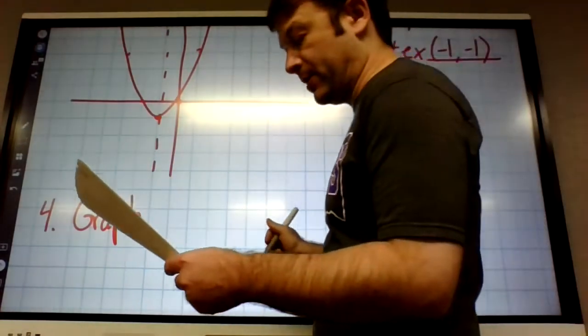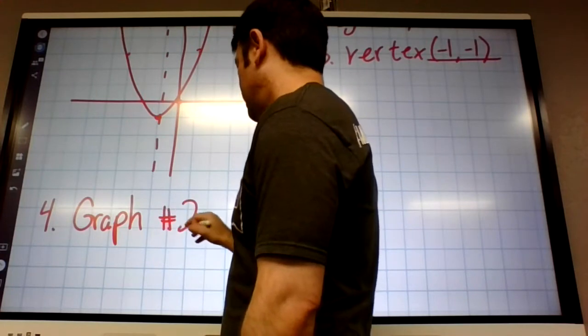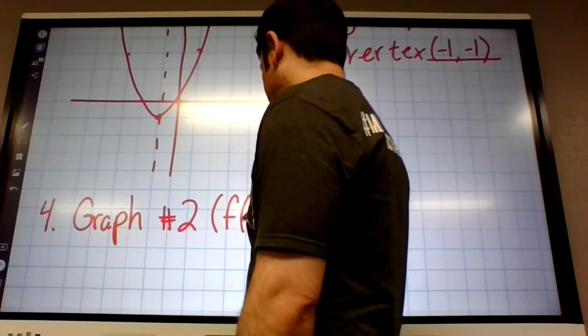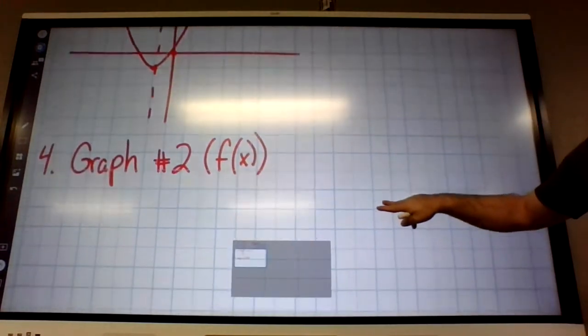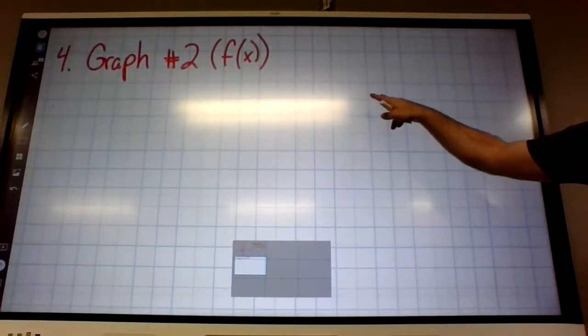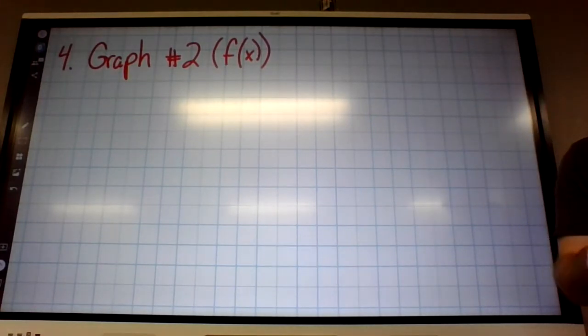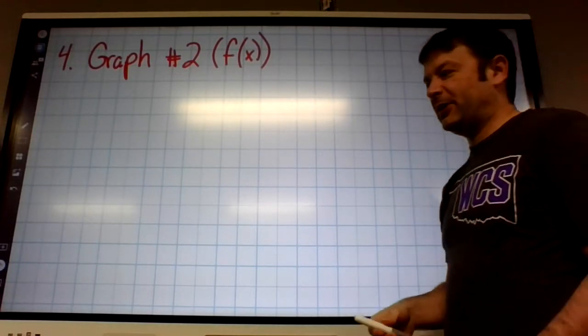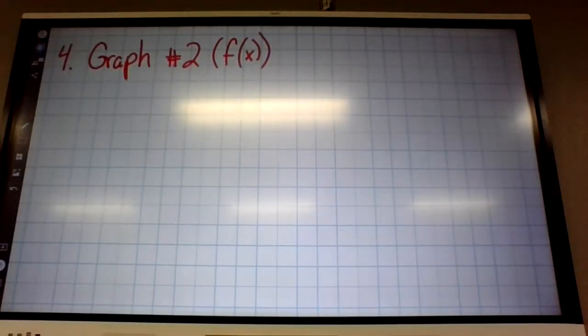All right. Number 4 is graph number 2. I think we call it f of x, didn't we? Should I pass out graph paper? You guys want graph paper? Yeah. There's like 2 or 3. Yeah. Like two graphs or something.